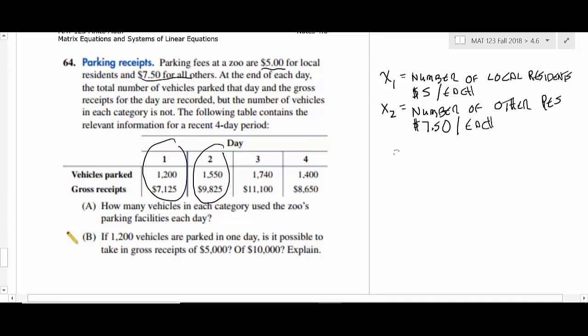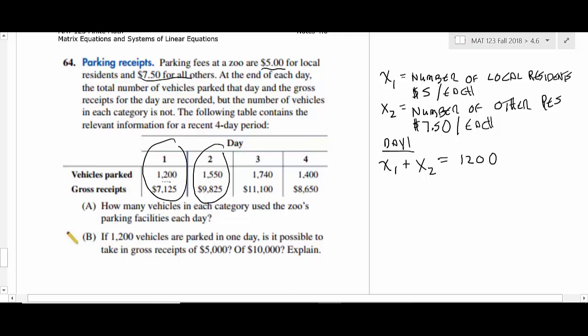The first thing is, and we're just going to look at day one first of all. Let me ask you guys a question. What would x1 plus x2 add up to according to my chart? Total 1,200. There you go, 1,200. That's what it is. The number of cars that are parked is 1,200, right?